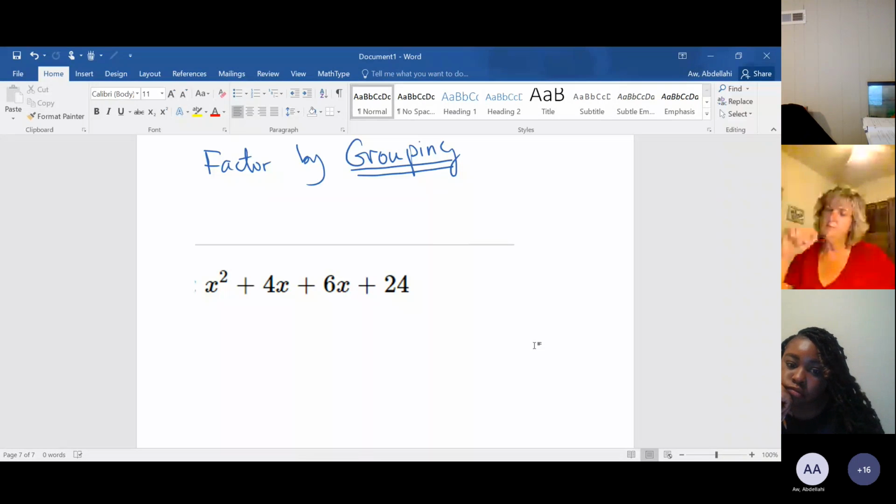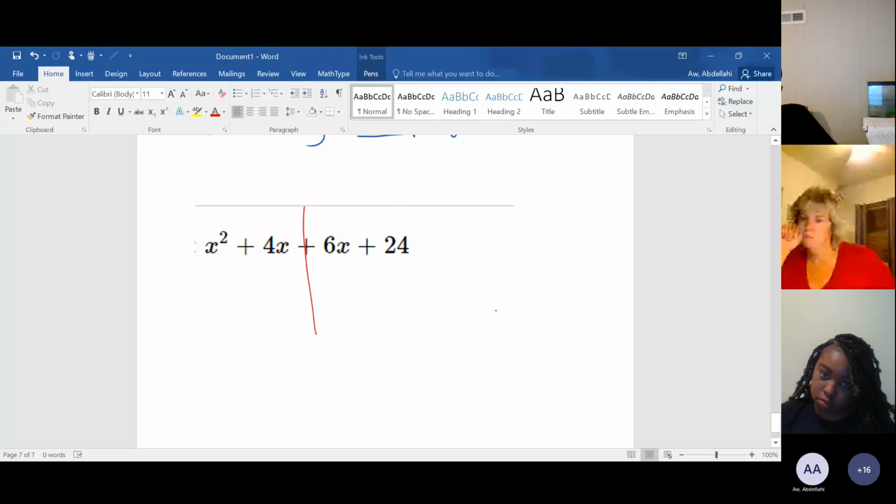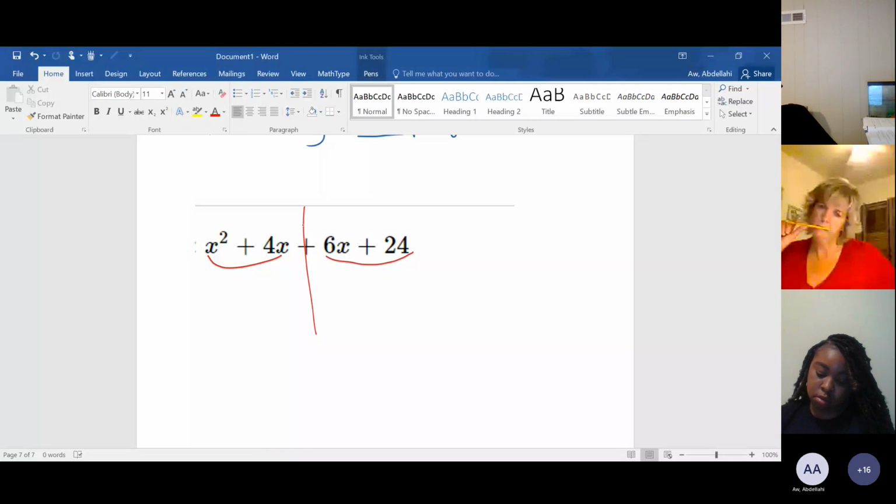But somebody gave me the hint. It told me factor by grouping, which means I'm going to divide these four terms into groups of 2. So I'm going to do a group of 2, and then I'm going to factor each pair, ignoring completely the other pair, because likely each pair will have a GCF which is not 1.